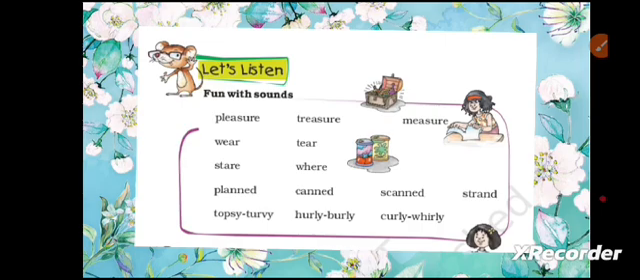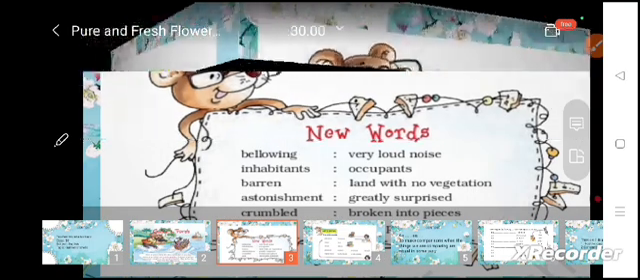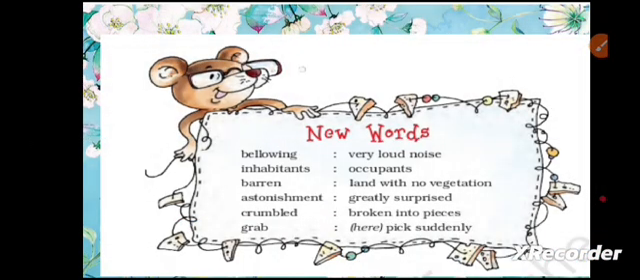Astonishment is greatly surprised. In our chapter, astonishment is used to describe Gulliver's feeling when he saw the giant farmer. Crumbled means broken into pieces. Grab means pick suddenly. When the giant farmer's son grabbed Gulliver, this word is used.